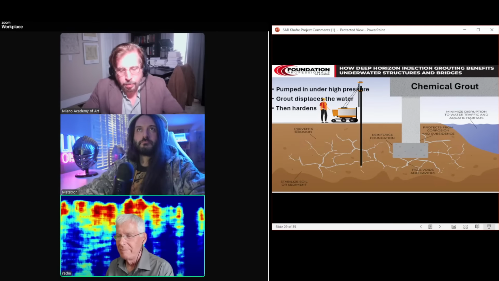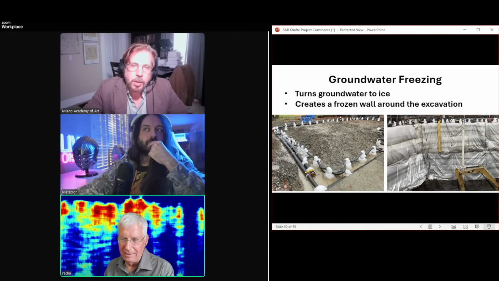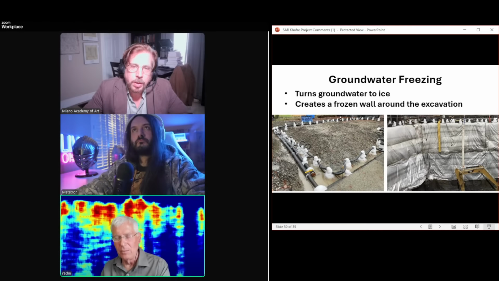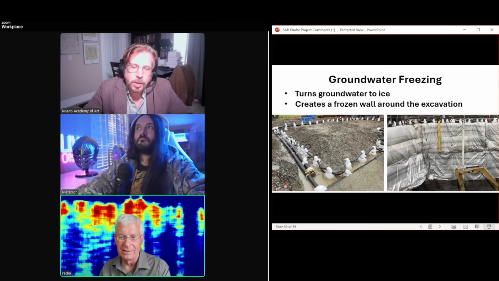Go to the next slide. And another way of doing this is to actually freeze the ground. What you would do is you drill a series of wells around the area that you want to excavate and then freeze the groundwater from top to bottom so that when you're working there, you can actually work, because there's no water coming in because it's all frozen.